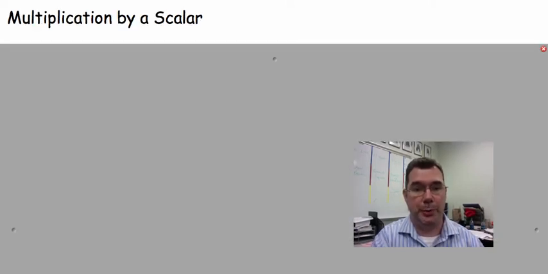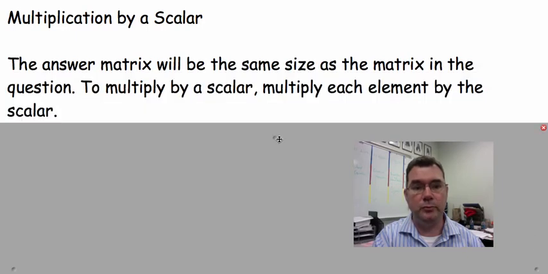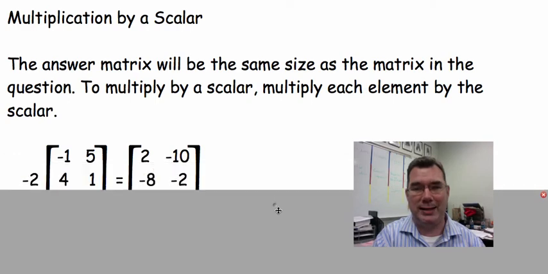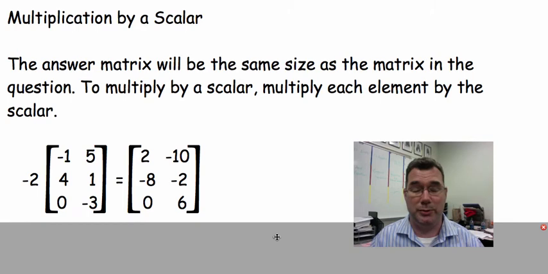You can also multiply a matrix by what's called a scalar, just a regular number sitting outside of the matrix. Again, the answer matrix will be the same size as the one in the question, and what we're going to do is we're just going to multiply each element by that scalar. So it's like adding the same matrix to itself a bunch of times. So you would get the same answer that way too.